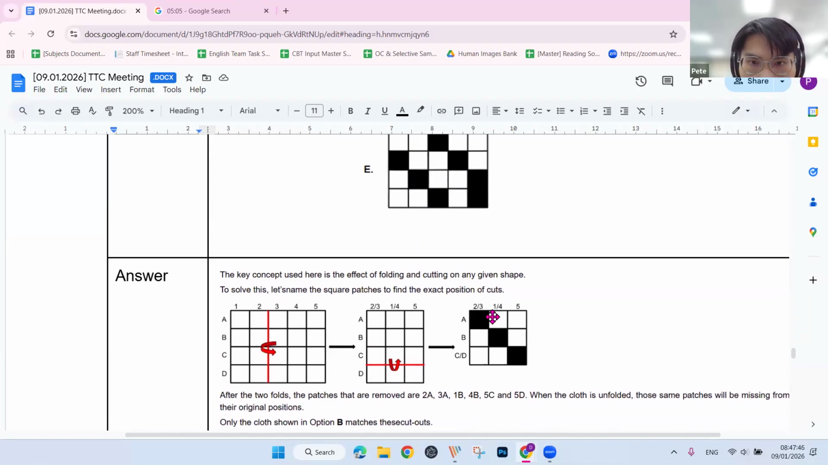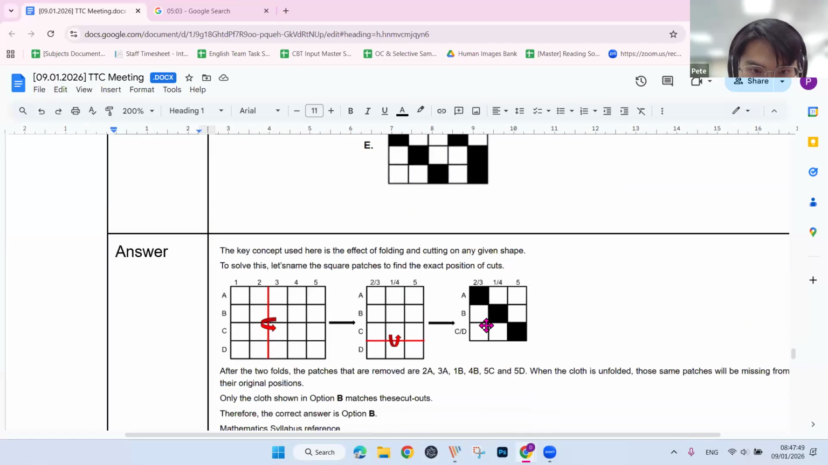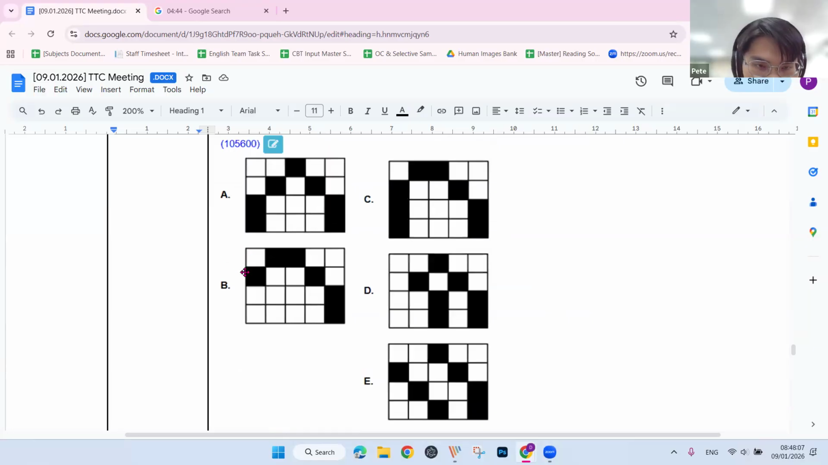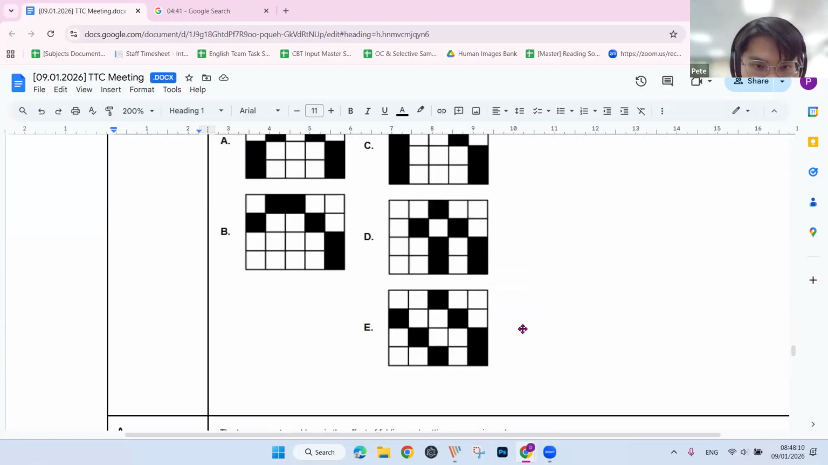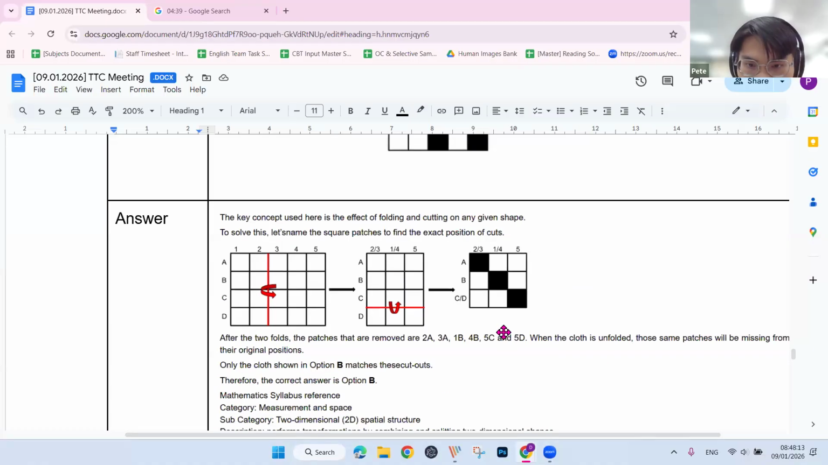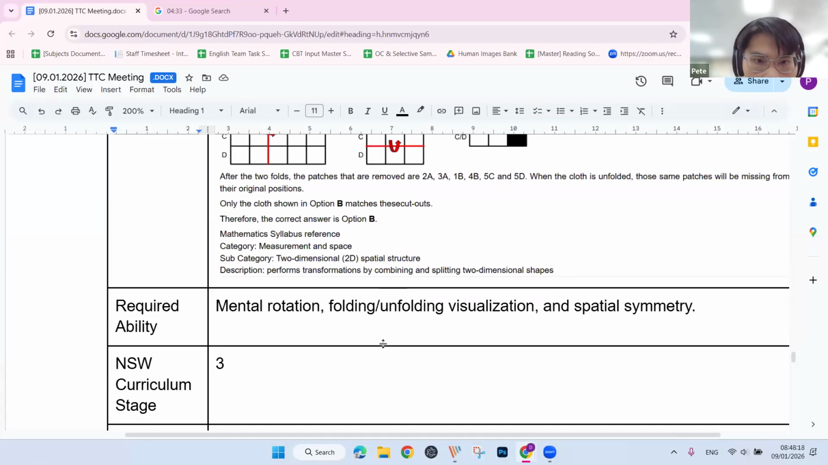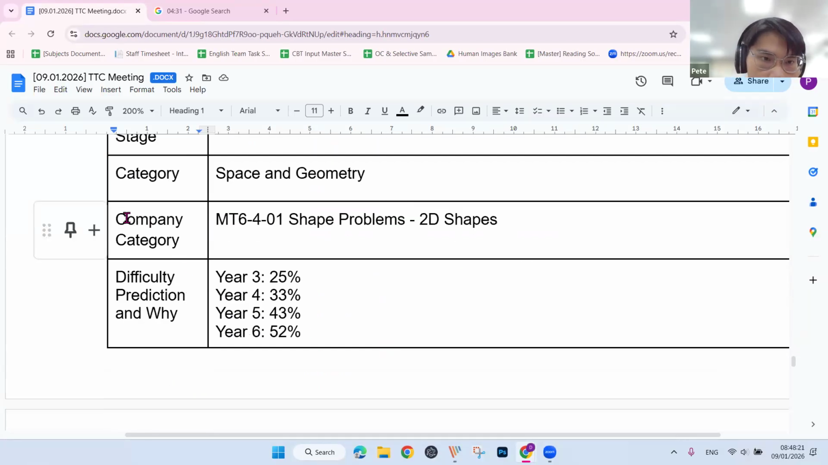So after cutting the patch, we have to remove A2 and A3, B1 and B4, C5 and B5. Among these options, only option B matches this explanation. So the correct answer is option B. The category is spatial reasoning, 2D shapes.